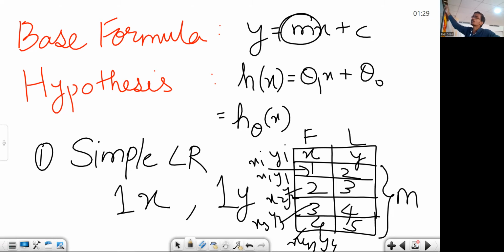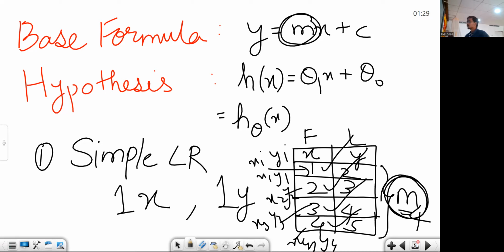Here, this m means slope of the line. But here, this m we are taking as the total number of training examples. So here, the total number of training examples in the data set will be 1, 2, 3, 4. m is equal to 4 over here.